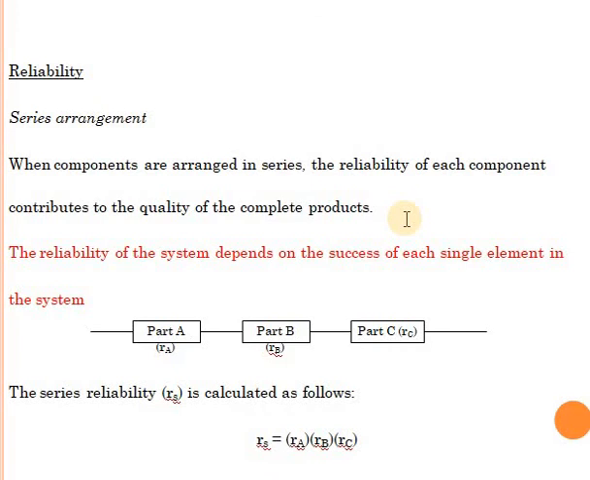So the reliability of the system depends on the success of each element in the system. So if part A fails, then the whole system will fail, so the product will stop functioning. This is true for part B and part C. If any one of those components fails, then the whole product will stop functioning. So the equation for the series reliability is calculated in this way. Reliability of the system is the reliability of A times the reliability of B times the reliability of C.